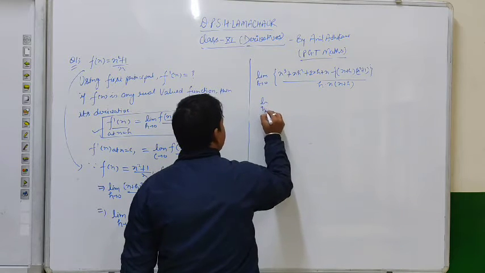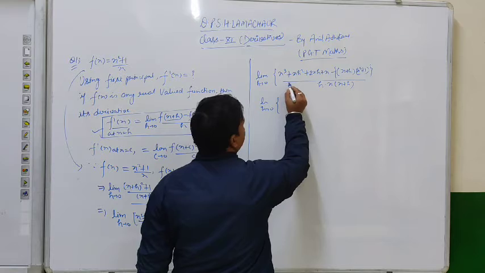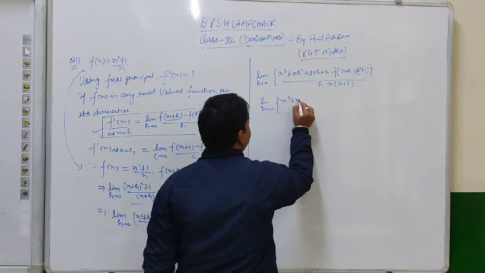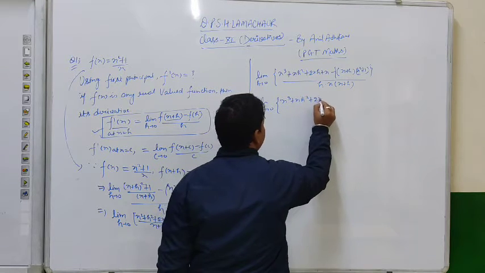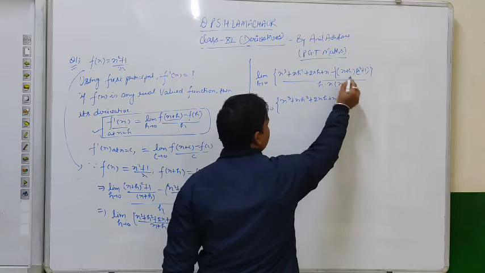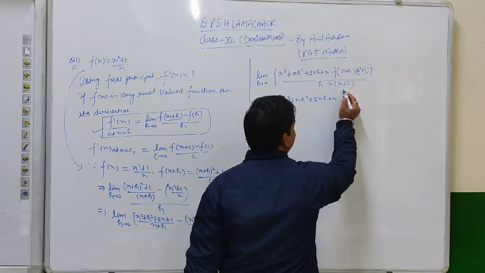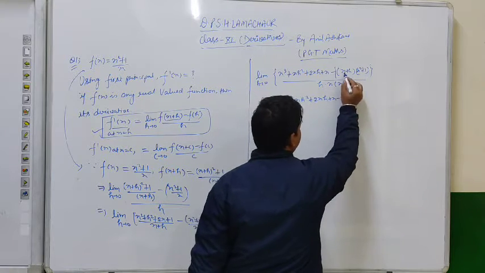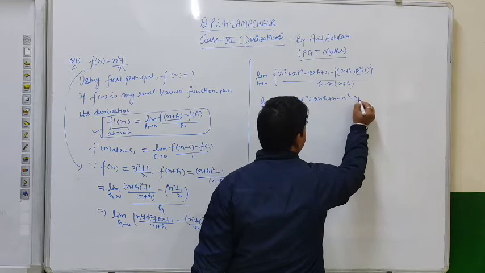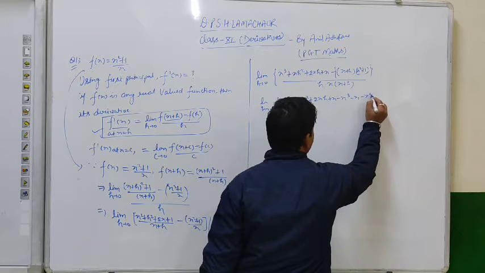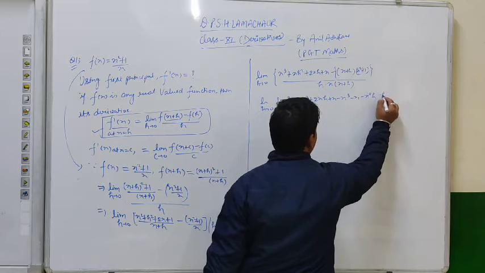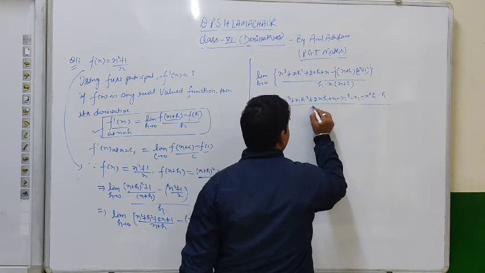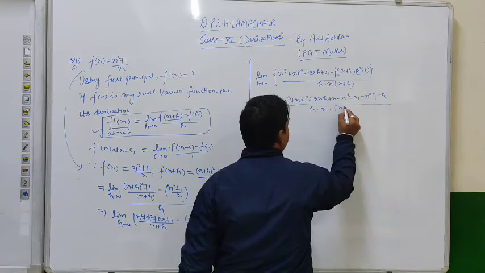So limit h tends to 0 of x cube plus x h square plus 2xh plus x, and this will be x into x square, x cube, this will be minus of x cube, x into x minus x, this will be minus x square times h, and this will be minus of h, divided by h into x plus h.